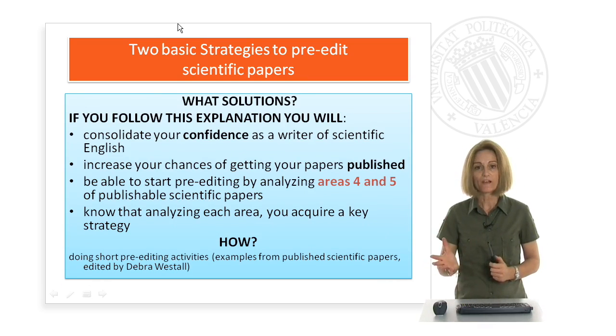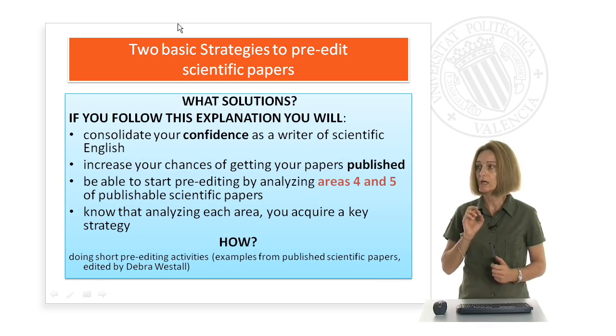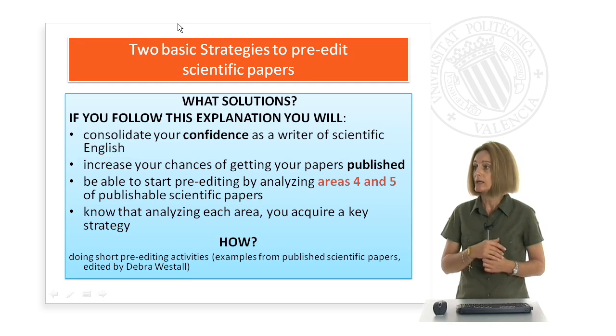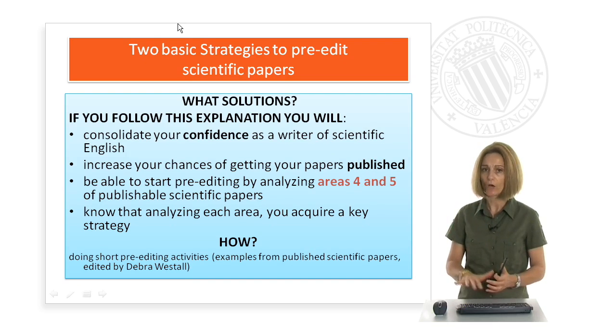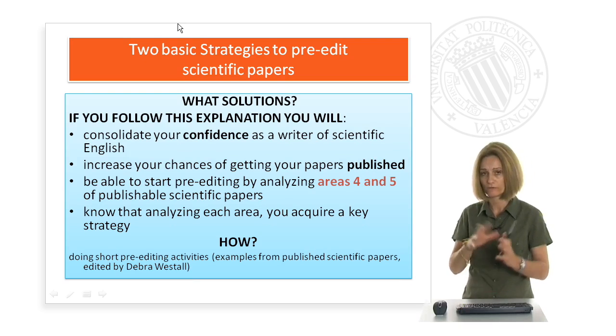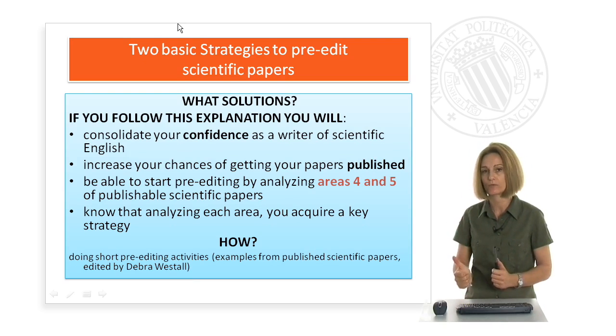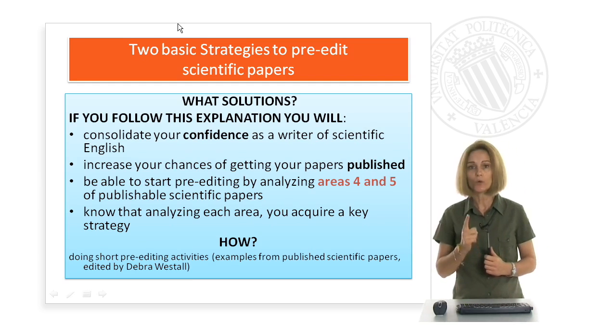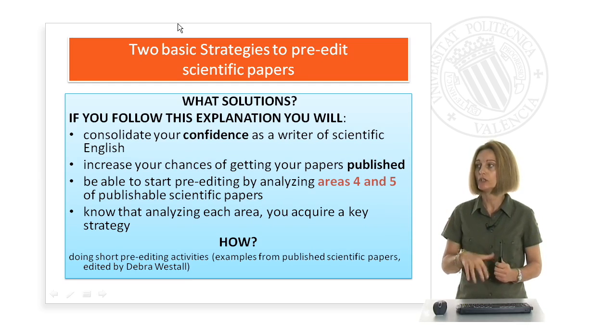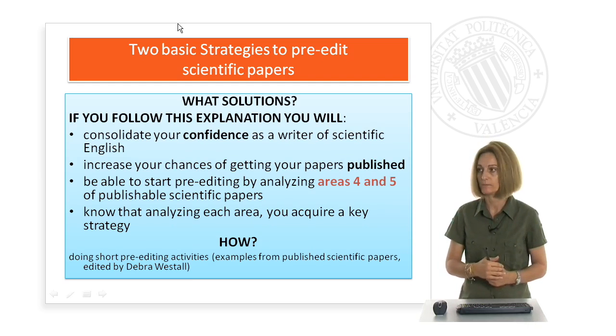So, if you follow this explanation, you will consolidate your confidence as a writer of scientific English. You will increase your chances of getting your papers published. You will be able to start pre-editing by analyzing areas 4 and 5. Remember, we're going to, first of all, distinguish 5 areas, and right now we'll look at areas 4 and 5. And finally, you will know that analyzing each area, you acquire a key strategy.